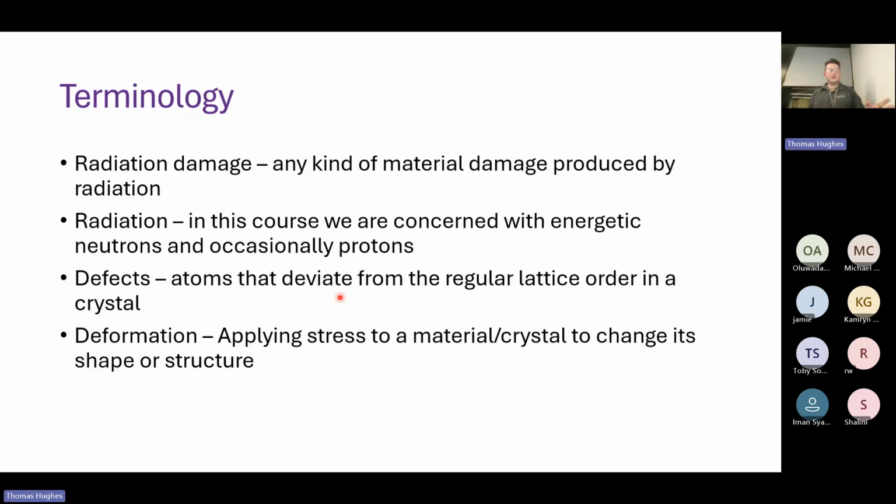Defects, as we mentioned earlier, are atoms that are not in their regular lattice. They have been punched out by something. And deformation is when we have a material crystal or structure and it's changed.